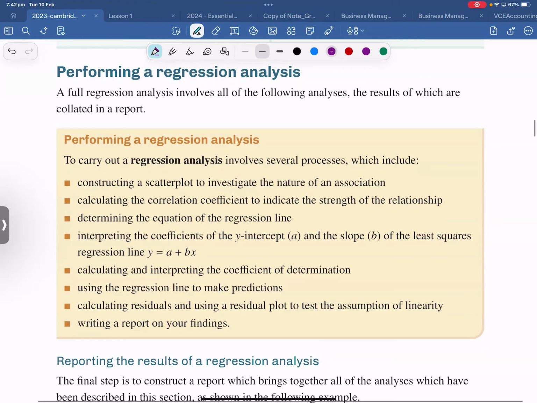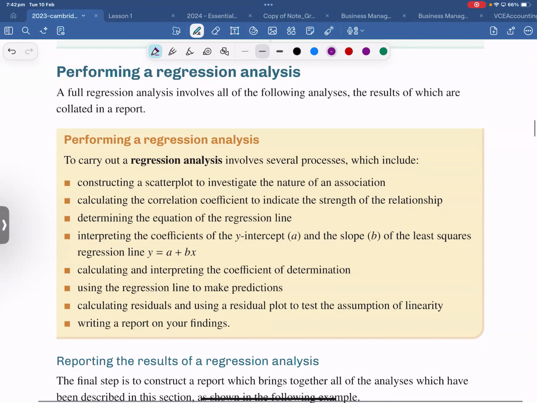Yes, everything is given by the correlation coefficient, right? Then after that, we determine the equation of the regression line. How did we do that? We use the method y equals... What's the equation format? Y equals A plus B. What is A? Y intercept. What is B? Slope or the gradient.